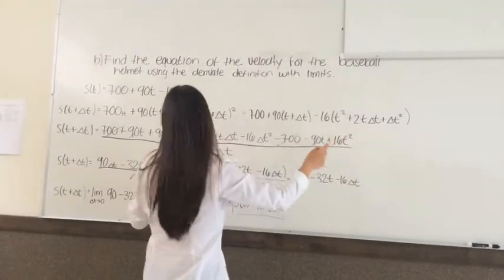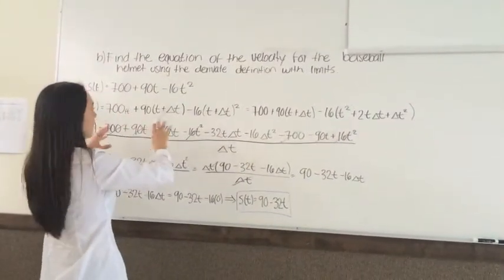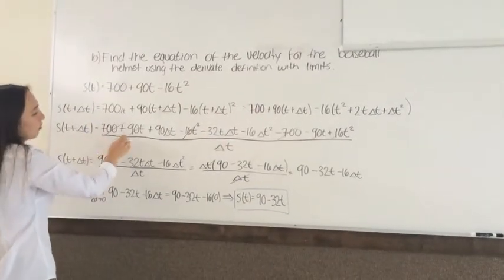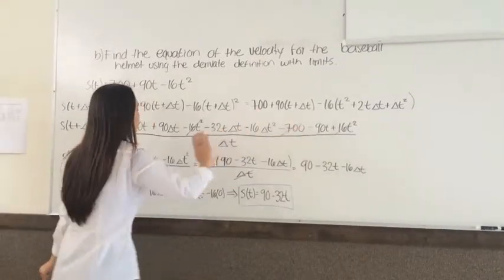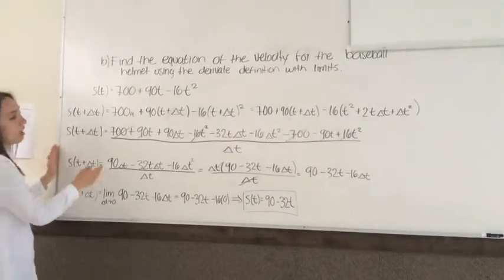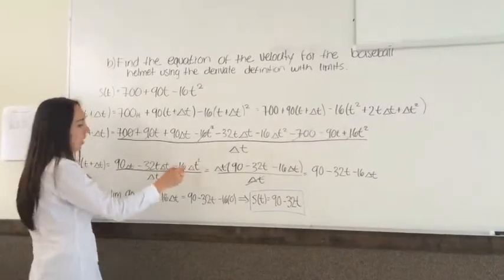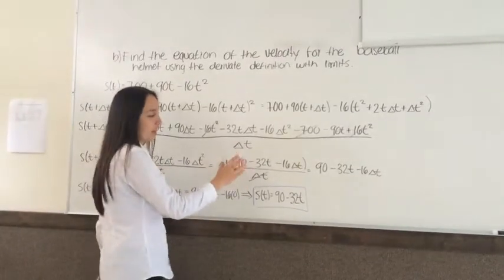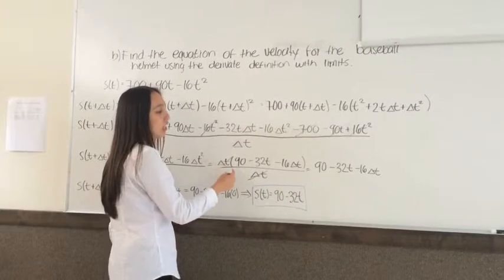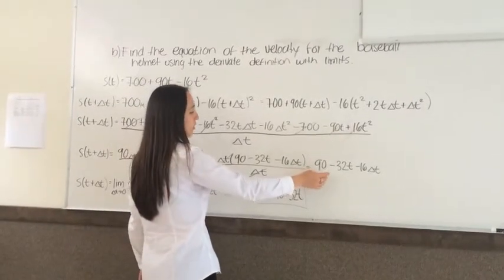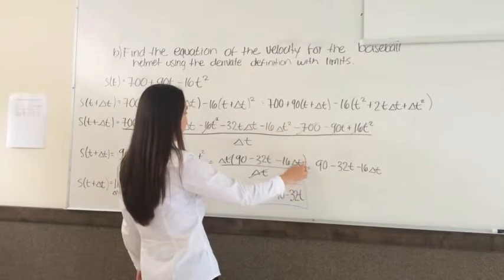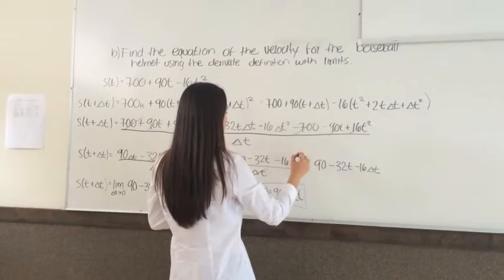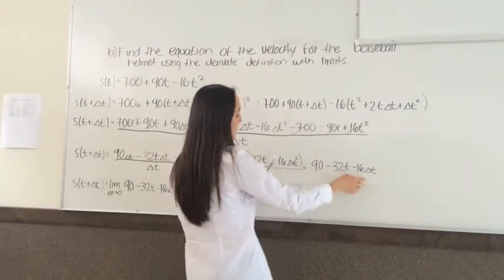And then we need to subtract this from this. So we subtract everything, we eliminate everything we have to eliminate, and in the end we're left with this equation. So then, to simplify this, we get out the common factor. In this case, the common factor is delta t. So we are left with 90 minus 32t, and in this case, our delta t squared. So we are left with just minus 16 delta t.